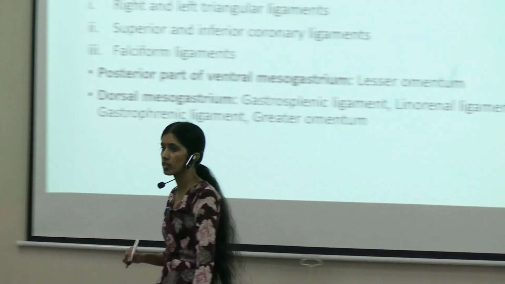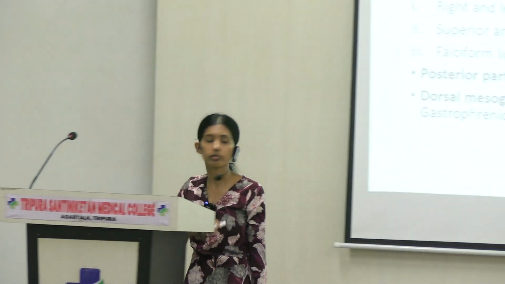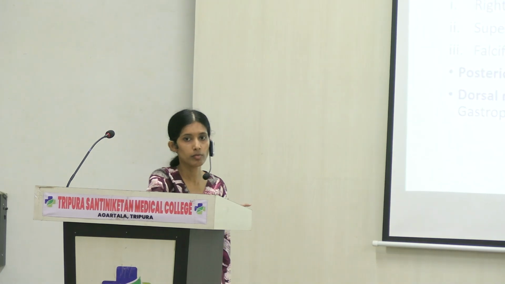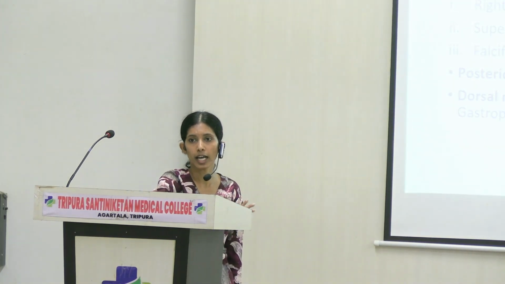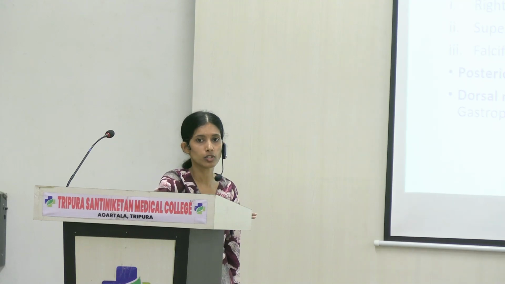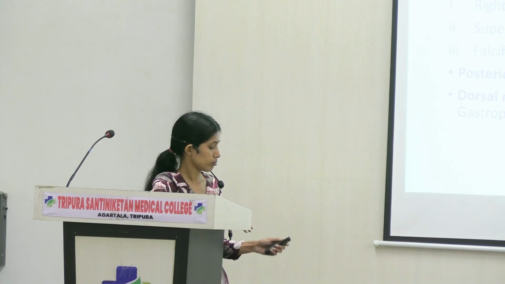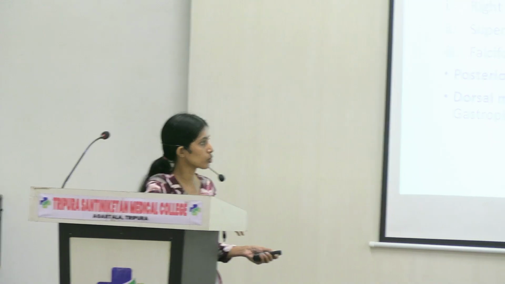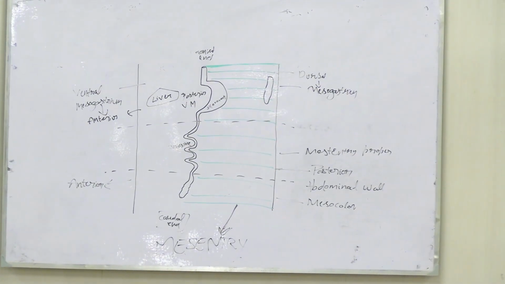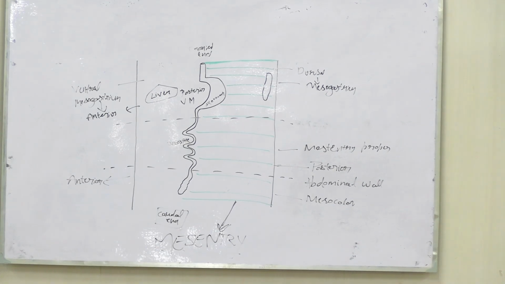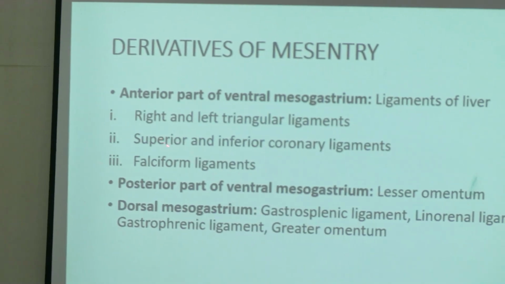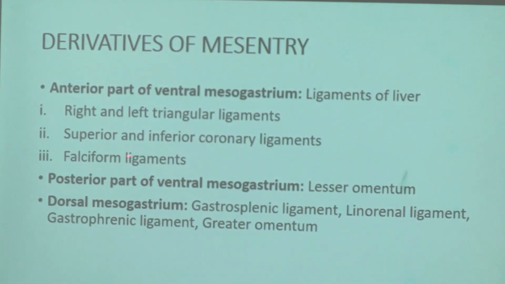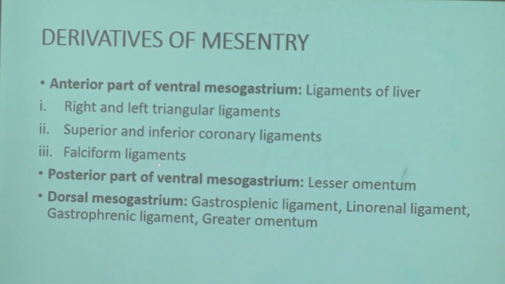In the stomach region we have dorsal mesogastrium and ventral mesogastrium. Again in the ventral mesogastrium we have two parts, anterior and posterior, based on the presence of liver. Okay. The anterior mesogastrium region will give rise to ligaments of the liver. These are the derivatives of your mesentery. Ligaments of liver, that is right and left triangular ligaments, superior and inferior coronary ligaments. The last one is falciform ligament.